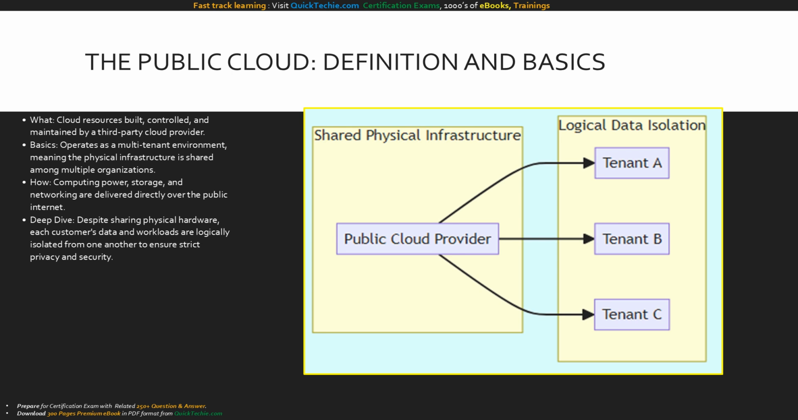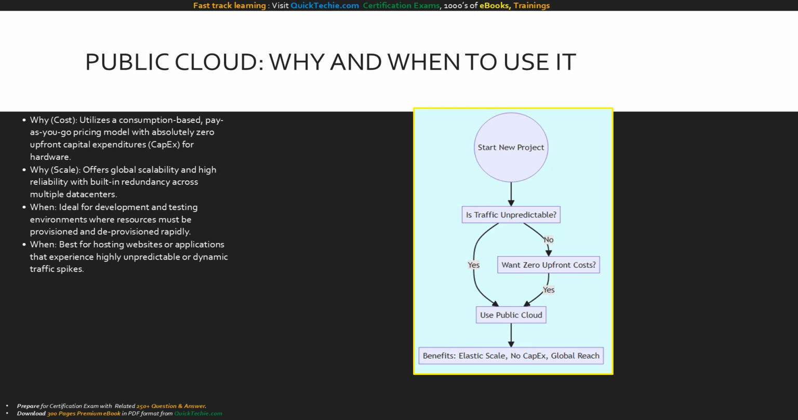On the left, we have the single public cloud provider who manages all the heavy, shared physical infrastructure. Notice how the arrows flow out to tenant A, tenant B, and tenant C. While they all draw compute power and storage from the exact same centralized provider, they sit comfortably inside their own logical isolation boxes. This means tenant A cannot see or access tenant B's data, ensuring security while maximizing the provider's economies of scale.